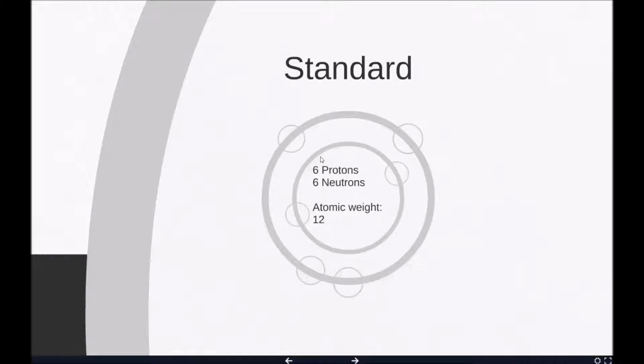In this particular atom, there are 6 protons and 6 neutrons, and when added together, you get an atomic weight of 12. By definition, atoms do not have a positive or negative charge, and this is why there are 6 electrons to balance out those 6 protons with the positive charge, as seen here. Here's an example of one.